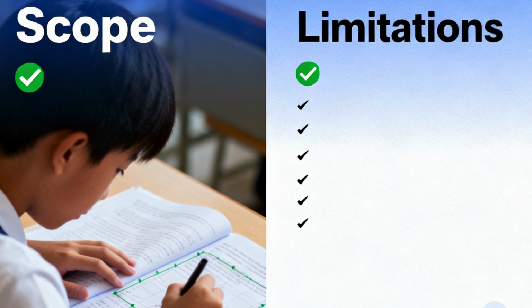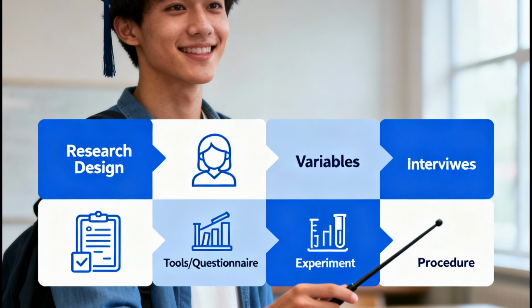Now, for the research design. How are you going to tackle this problem and achieve your objectives? This involves outlining your methodology. Are you conducting interviews, experiments, using specific tools or questionnaires? Will you be looking at specific variables? Describe your planned procedure, the how of your project.